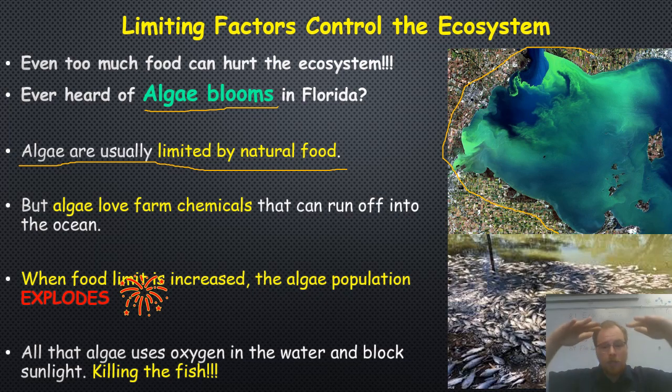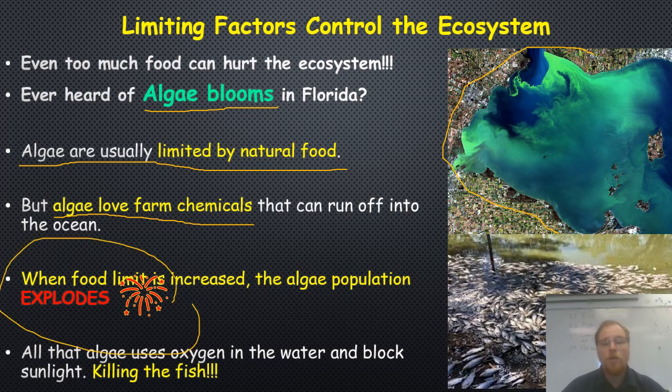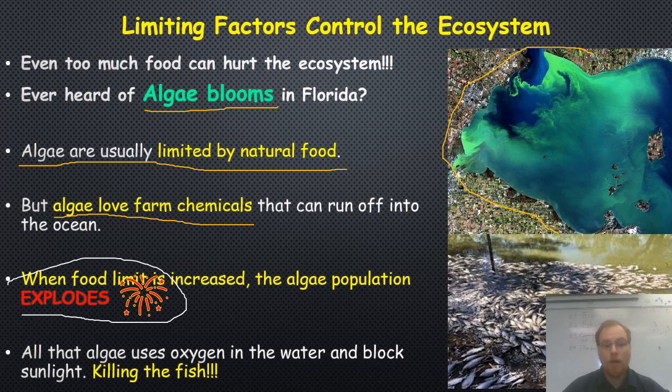When that food is increased, the population is going to grow with it, right? So when all this chemical runoff from the farms goes into the ocean, since they love that food so much, the population is going to just explode, right? When that happens, it can actually kill a lot of fish. What happens is, because the algae is exploding in population, the sunlight isn't able to get to the fish. And the fish feed on things that need sunlight.